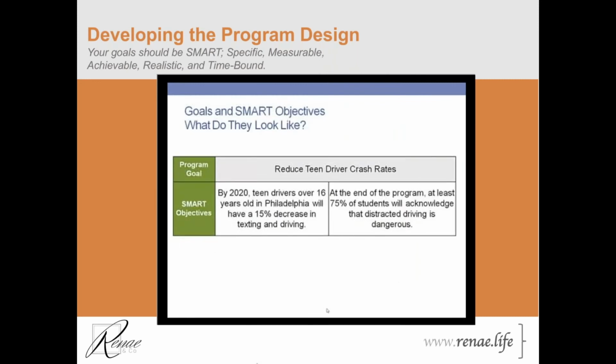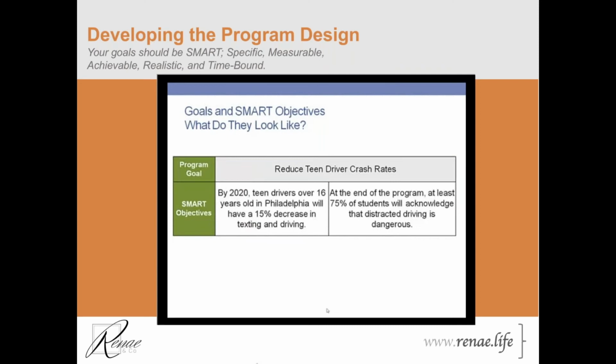So our program goal might be that we want to reduce teen driver crash rates. But for that goal, we could have numerous SMART objectives. Here are 2 for you to consider. By 2020, teen drivers over 16 years old in Philadelphia will have a 15% decrease in texting and driving. And at the end of the program, at least 75% of students will acknowledge that distracted driving is dangerous.